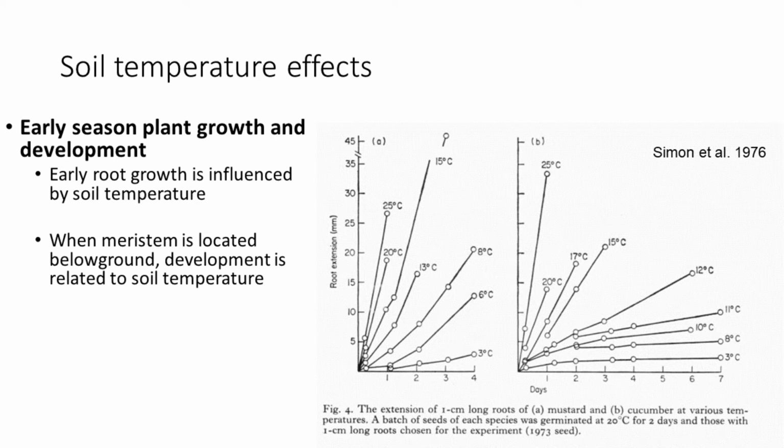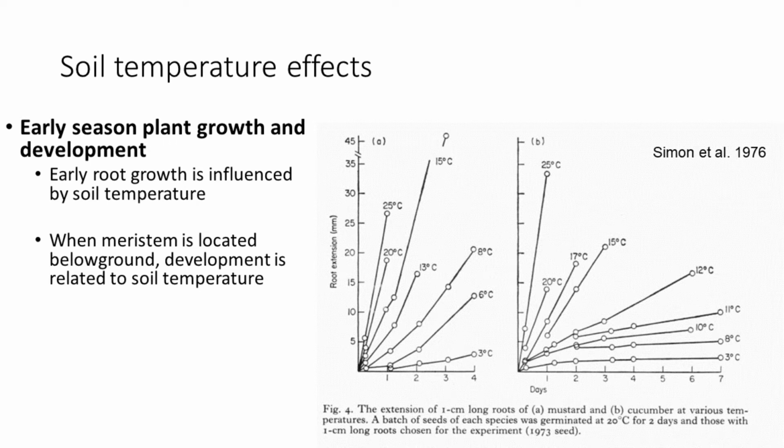So these are graphs of cucumber and mustard, so not field crops, but I just thought these were really nice graphs to show you. On the x-axis are days, so I guess days from the start of root extension, and on the y-axis is root extension in millimeters. And you can see that, especially at lower soil temperatures, it depends on the crop, right? Each crop has a different optimum soil temperature, but as those temperatures get lower, root extension is also inhibited.